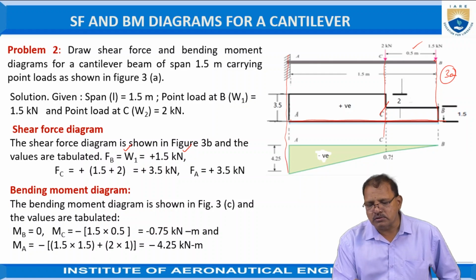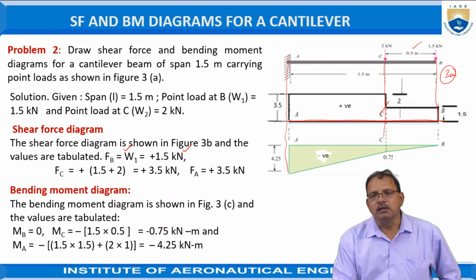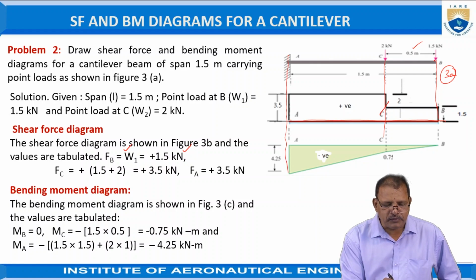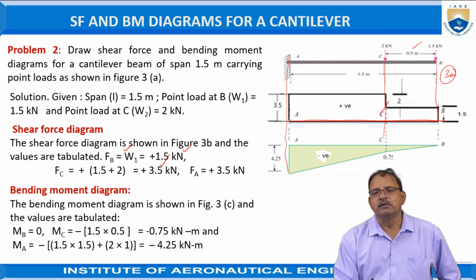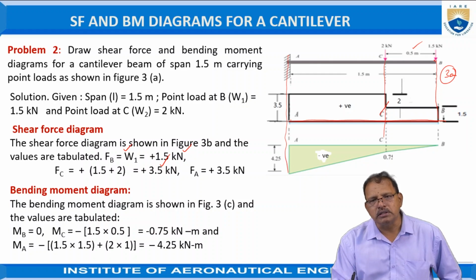But at C it is equal to 1.5 plus 2, which is equal to 3.5 kilonewtons. This force is also acting in the downward direction, hence the shear force is equal to 1.5 plus 2 equal to 3.5 kilonewtons, acting downward, hence it is treated as positive.